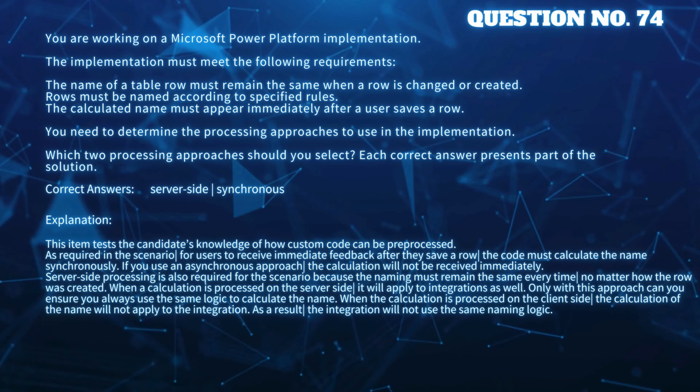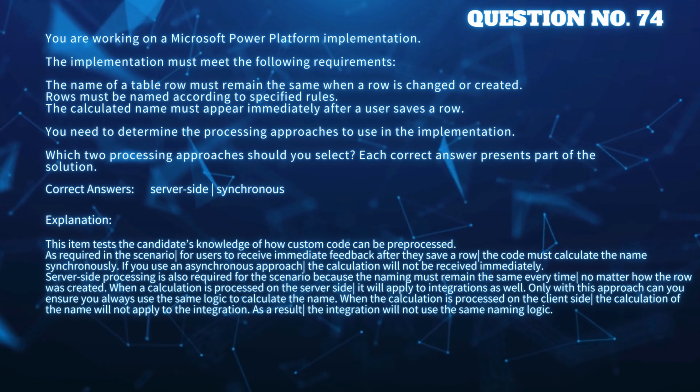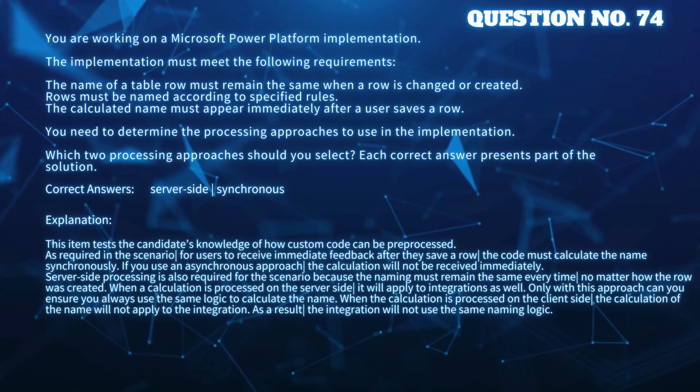Correct answers: server-side, synchronous. Explanation: this item tests the candidate's knowledge of how custom code can be pre-processed. As required in the scenario, for users to receive immediate feedback after they save a row, the code must calculate the name synchronously. If you use an asynchronous approach, the calculation will not be received immediately.